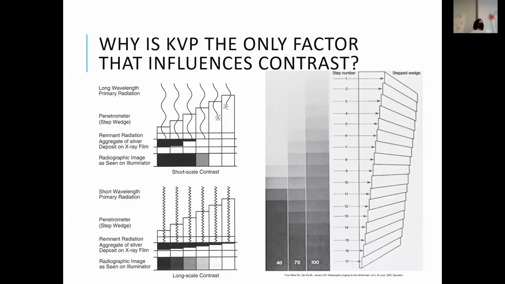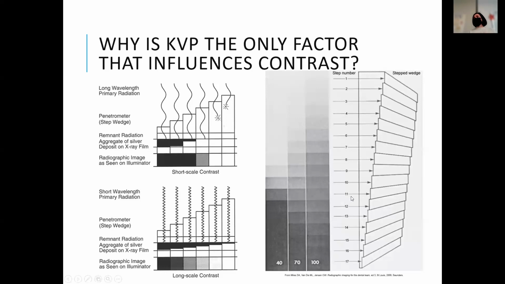But your weaker KVP burns out quickly. It's like, I can get through here, and then that's it. I can't get through anything more. So then you just end up with white on your X-ray, on your sensor, because the low power just can't penetrate whatever it is you're taking an X-ray of.